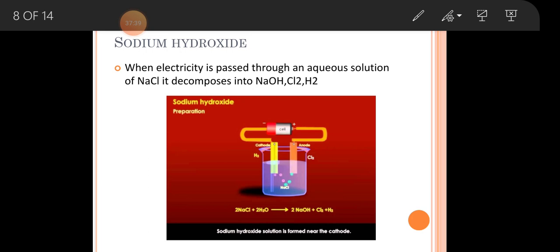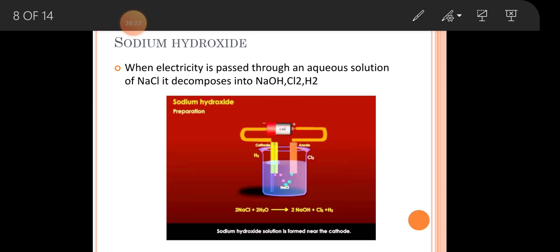This is called the chlor-alkali process. The name of this process is chlor-alkali process. Look at the picture. Sodium chloride is taken in the form of an aqueous solution. Aqueous means dissolving the given salt in water. And two rods, copper rods, are used as the electrodes. They are connected to the battery and electricity is passed. When electricity is passed, current flows through the aqueous solution of sodium chloride.